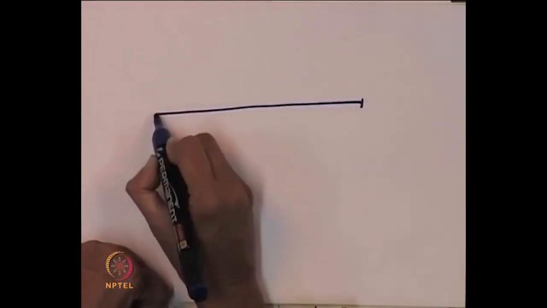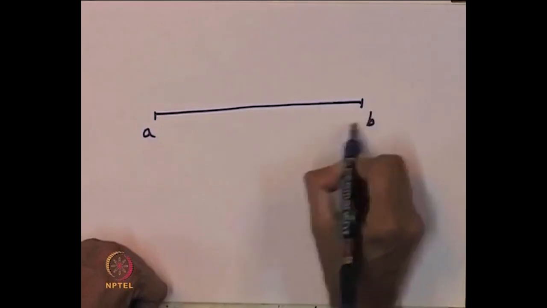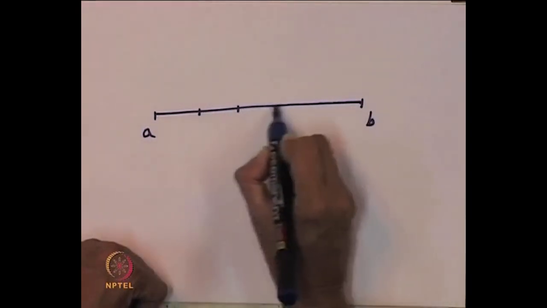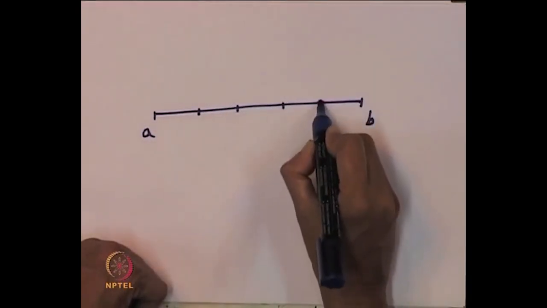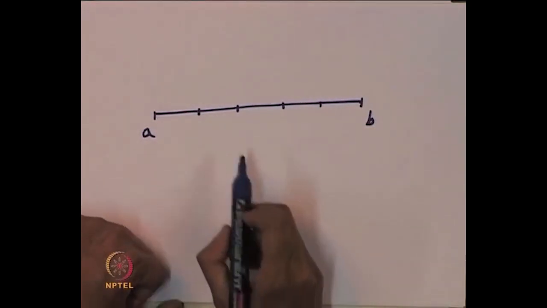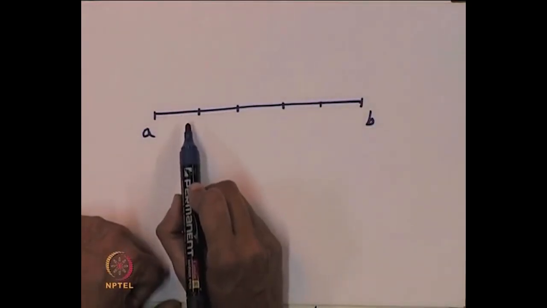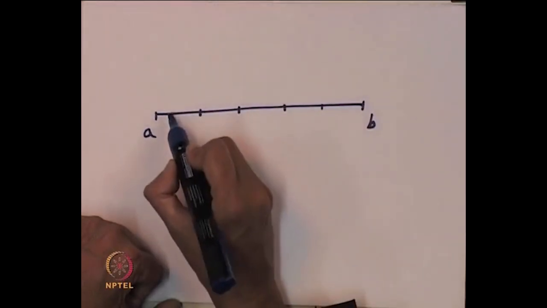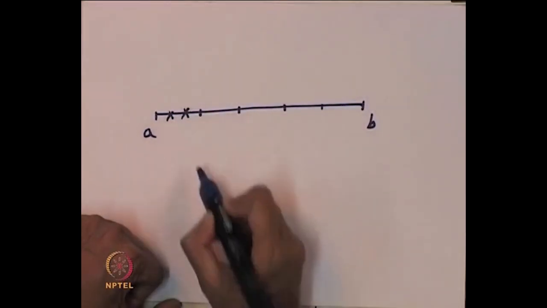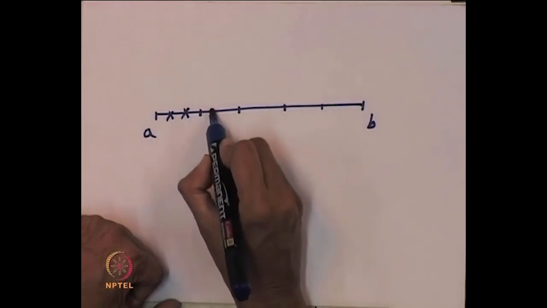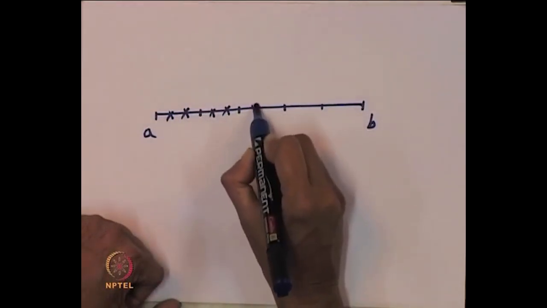Now, what I am going to do is subdivide my interval into, say, n equal parts. So, I have interval [a, b], and I will subdivide it into smaller intervals. Now, in each interval I will choose interpolation points. So, suppose I am taking two interpolation points here, two interpolation points here, and so on.